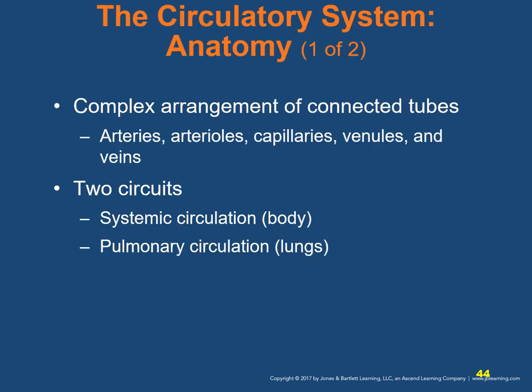Now let's move on to the anatomy of the circulatory system. The circulatory system, or the cardiovascular system, is a complex arrangement of connected tubes, consisting of arteries, arterioles, capillaries, venules, and veins. There are two circuits. You have systemic circulation, which is the body, which carries oxygen-rich blood from the left ventricle through the body and back to the right atrium, and pulmonary circulation in the lungs, which carries oxygen-poor blood from the right ventricle through the lungs and back into the left atrium of the heart.